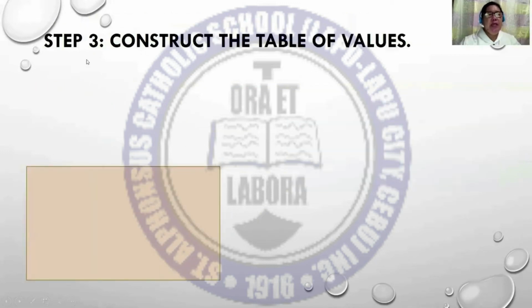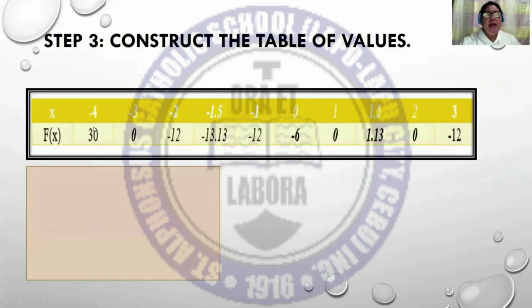For step 3, construct the table of values. And this is the table of values, starting negative 4 for the lower bound and positive 3 as the upper bound, including the zeros as well as the turning points with the y-intercept.